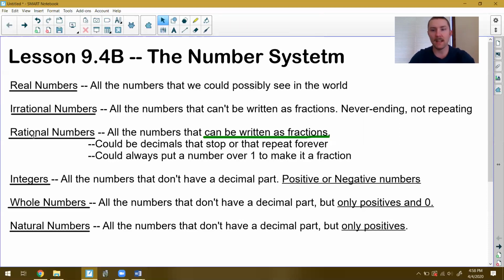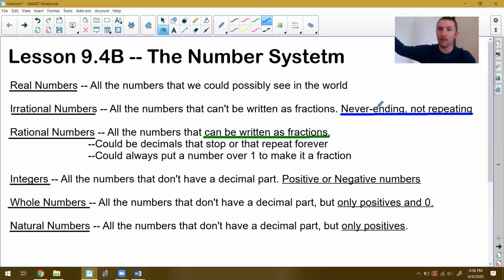The opposite of that is an irrational number. An irrational number is a number that cannot be written as a fraction, no matter how hard we try. It's basically, for our purposes right now, a never-ending, non-repeating decimal. So it means it's never going to stop.